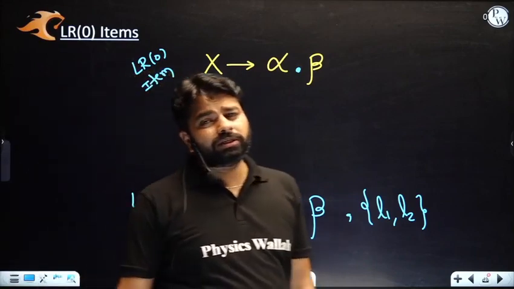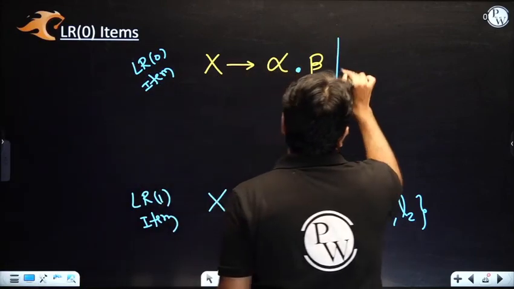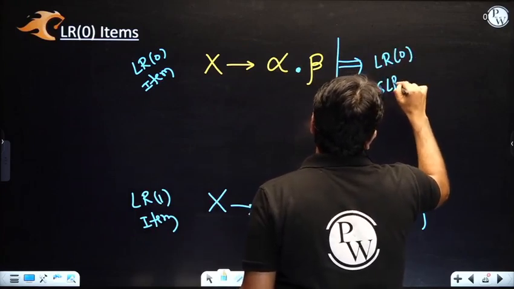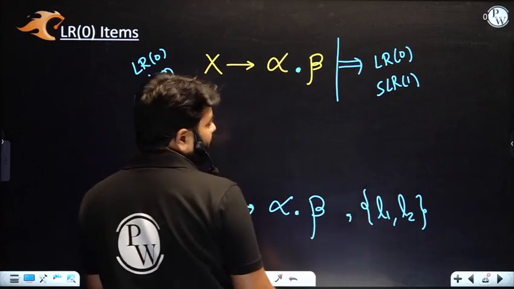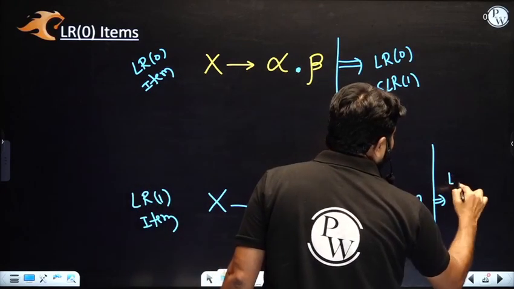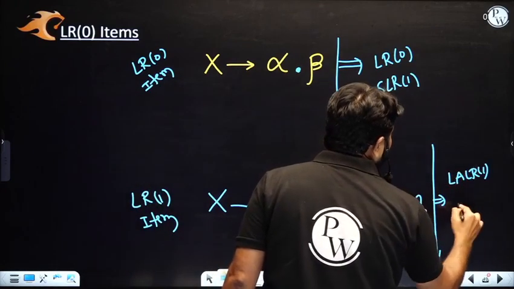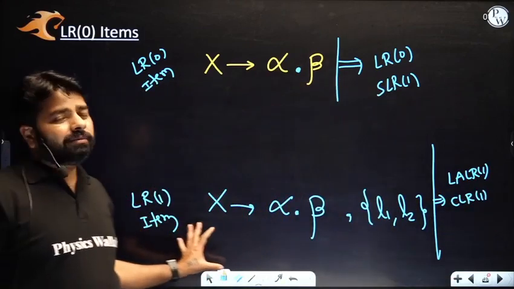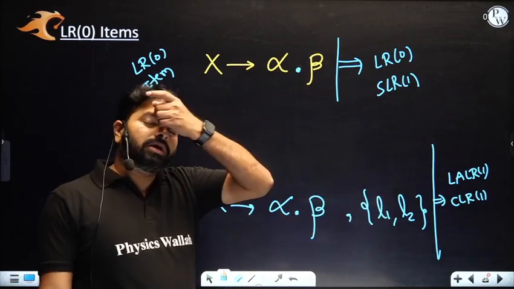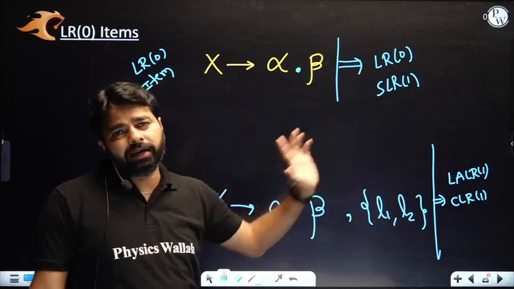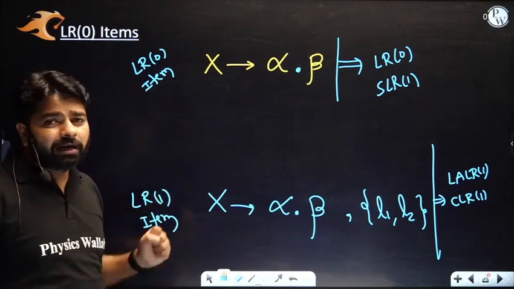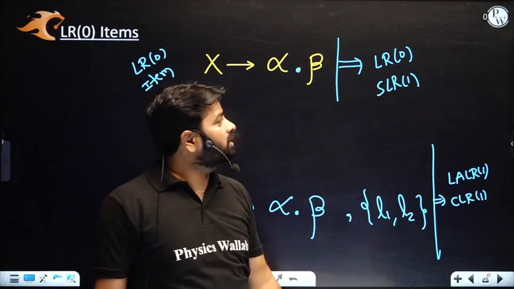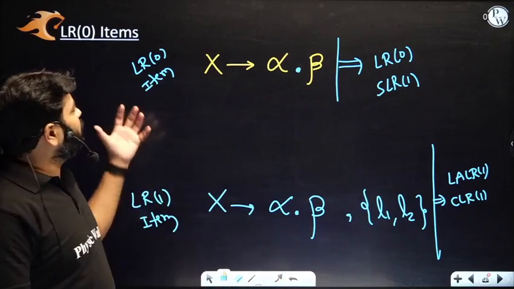With this kind of grammar, LR0 items we use in LR0 construction and also SLR1 construction. But LR1 items we use in LALR1 as well as in CLR1. You can just remember now, the LR1 items will help us construct the diagrams for CLR1 and LALR1, and LR0 items will help us construct LR0 and SLR1 parsers or diagrams. Fine. This is about LR0 items.